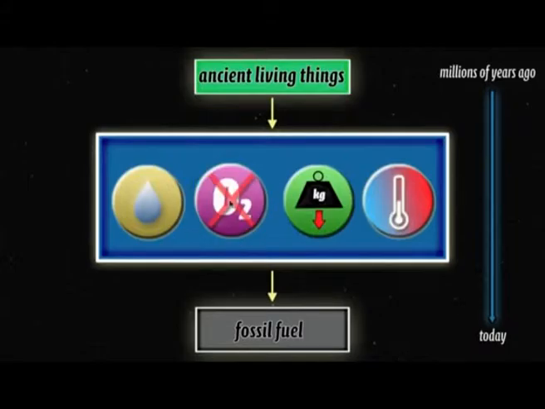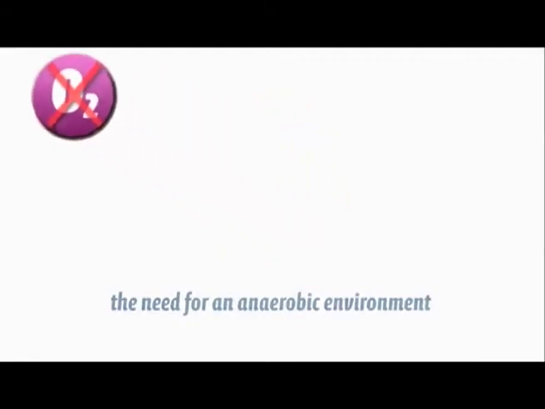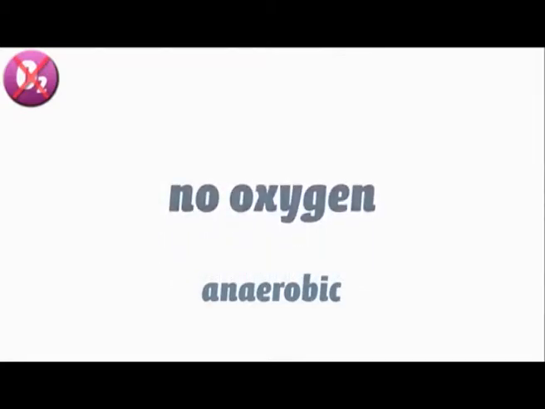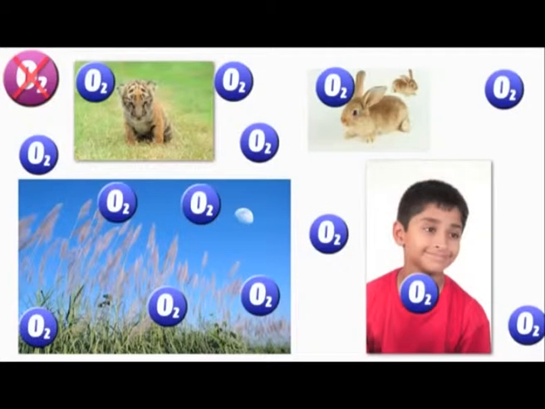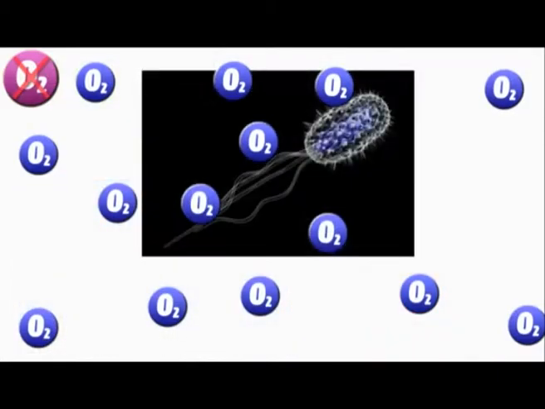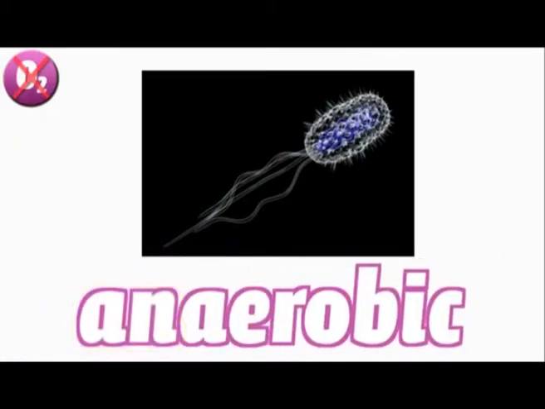This time, let's have a look at the need for an anaerobic environment. But what does anaerobic mean? Anaerobic sounds like a complicated word, but it just means that there is no oxygen around. Now, lots of living things, including you and me, need oxygen to survive, so we live in places where there's lots of it. We call this an aerobic environment. However, some living things, like certain types of bacteria, like to live where there is no oxygen. This is called an anaerobic environment. A great example of an anaerobic environment is in a swamp.